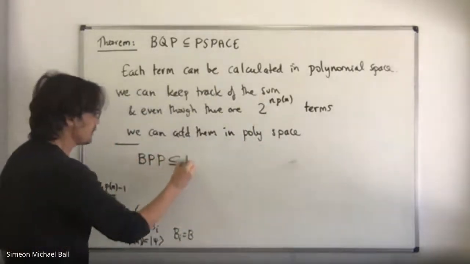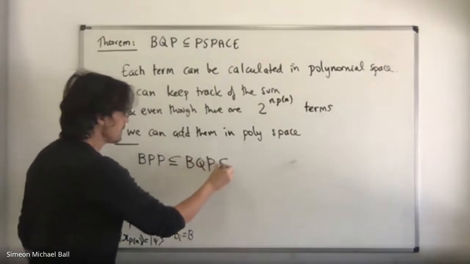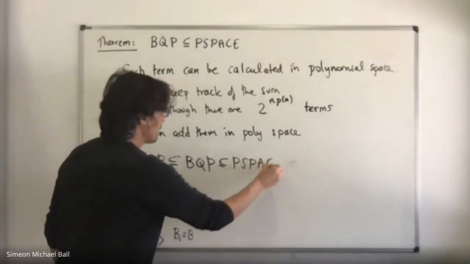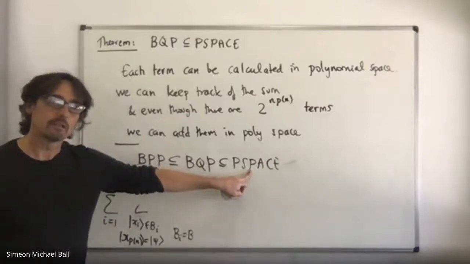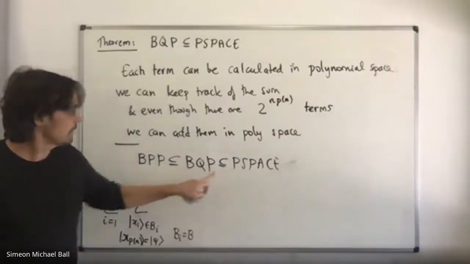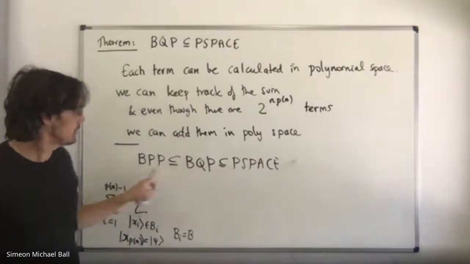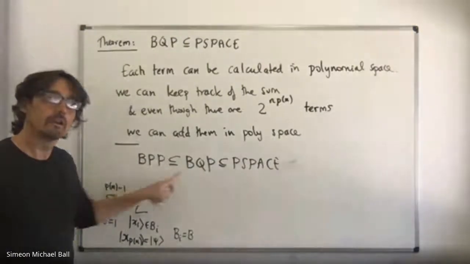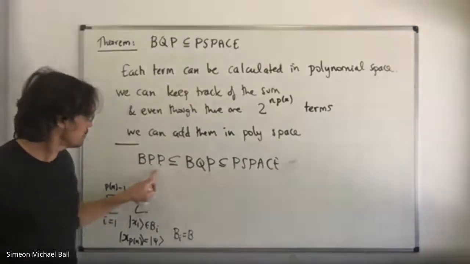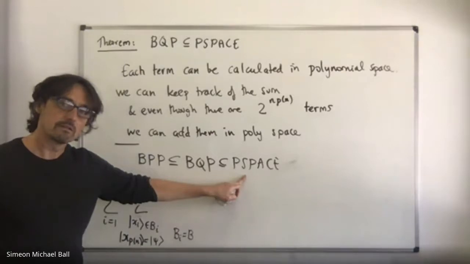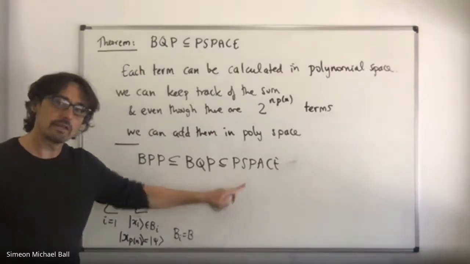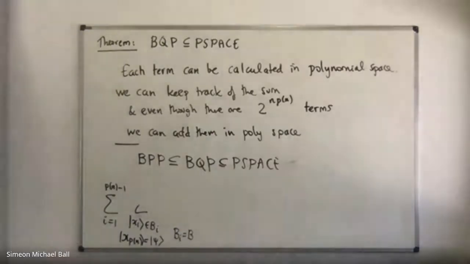So we have this inclusion, which is interesting because we don't know if this is different from this. If we could just prove that this is different from this, we would actually prove a direct, strict inclusion between two classical complexity classes. So that's what makes this theorem very interesting.